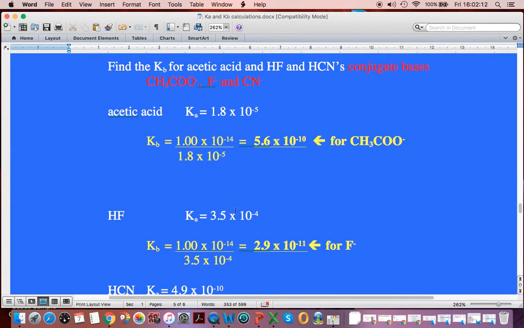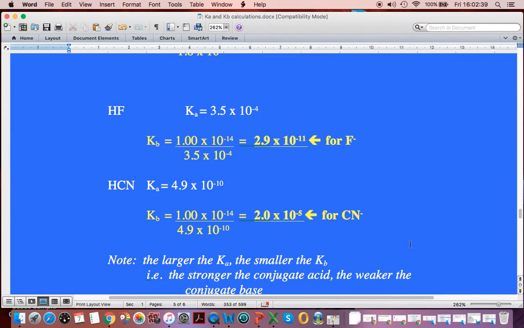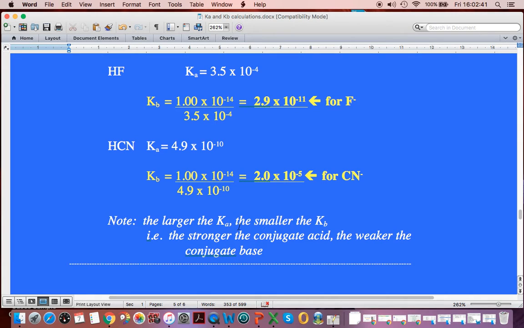We do the same thing for HF. The only difference is we put in this Ka, 3.5 times 10 to the minus 4, based on the HF. And we get 2.9 times 10 to the minus 11. That is the Kb for F minus. And the same thing for HCN. There's its Ka. It goes here. And we get 2.0 times 10 to the minus 5 is the Kb for CN minus. Hopefully that's clear. So the larger the Ka, the smaller the Kb. Not surprising.